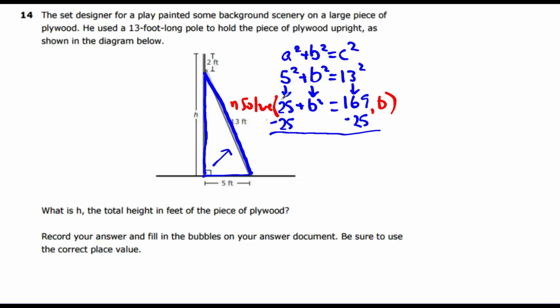So this will cancel out. We're left with b squared on one side equals 144. And if we want to get rid of squaring a number, we do the opposite of squaring a number, which is to take the square root, which gives us b is equal to plus or minus 12. But in this case, since it's the length of a side, it can't be negative 12. You can't have a negative side length, so it's just going to be 12. Okay, so that's this piece right here, 12 feet.